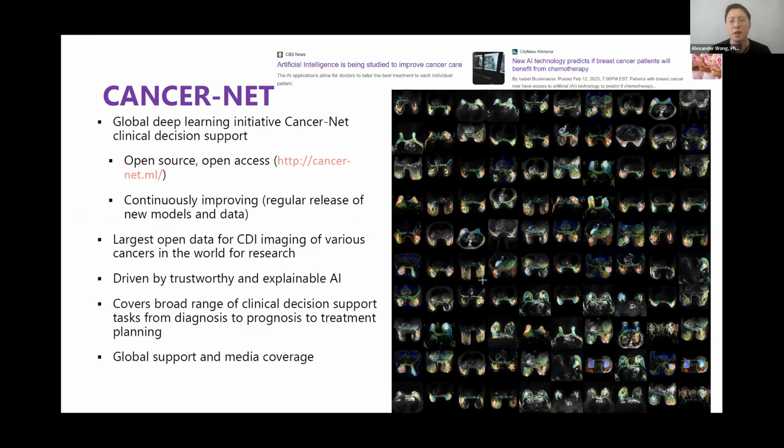We've since expanded the project into a new initiative called CancerNet, which is a global deep learning initiative for supporting cancer clinical decision support. Once again, everything is open source, everything is open access, and we continuously improve and release new models and data. We currently have the largest open data for CDI imaging of various cancers in the world to support researchers around the world, all driven by trustworthy and explainable AI, covering a broad range of clinical decision support tasks from diagnosis to prognosis to treatment planning. We're also very fortunate to receive a lot of global support as well as media coverage.